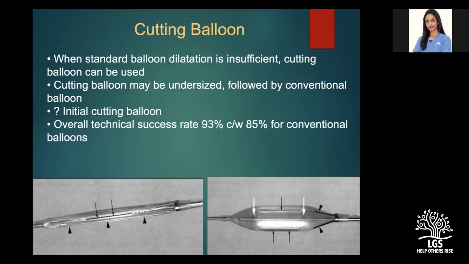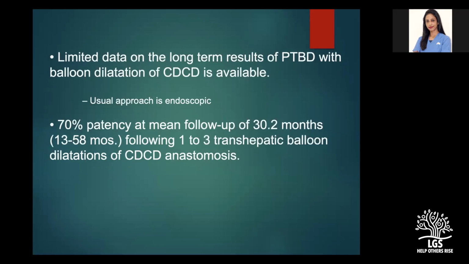The technical success rate is 63% compared to 85% for conventional balloons. But obviously in the long-term outcome, we don't know about that. And there are limited data on the long-term results of PTBD with balloon dilatation. And 70% patency at a mean follow-up of 30 months following 1 to 3 transhepatic balloon dilatations.